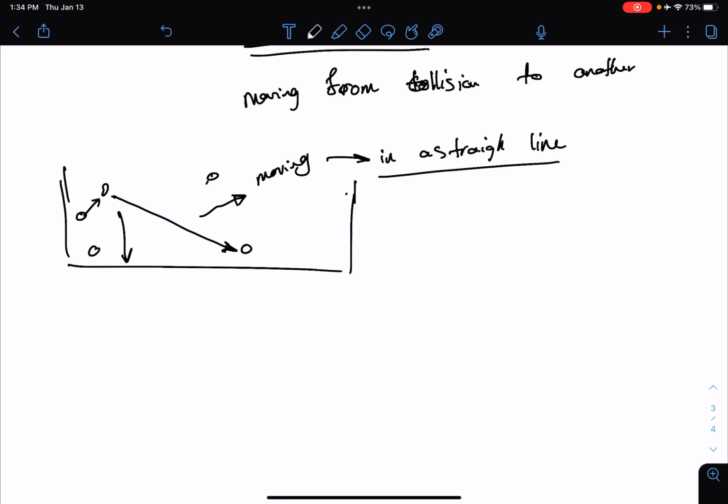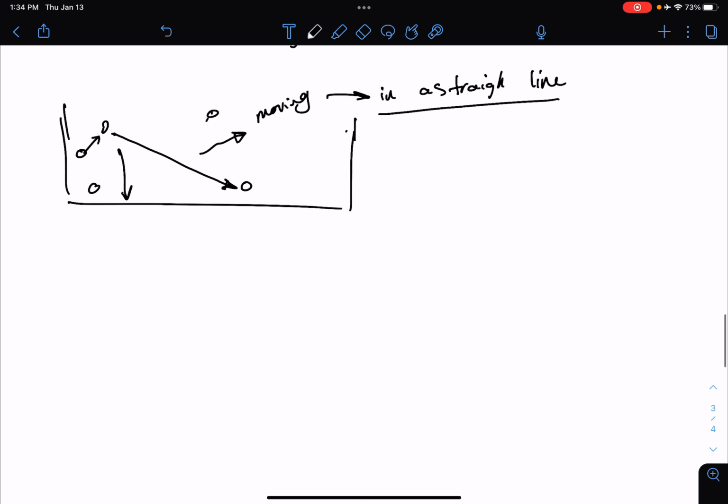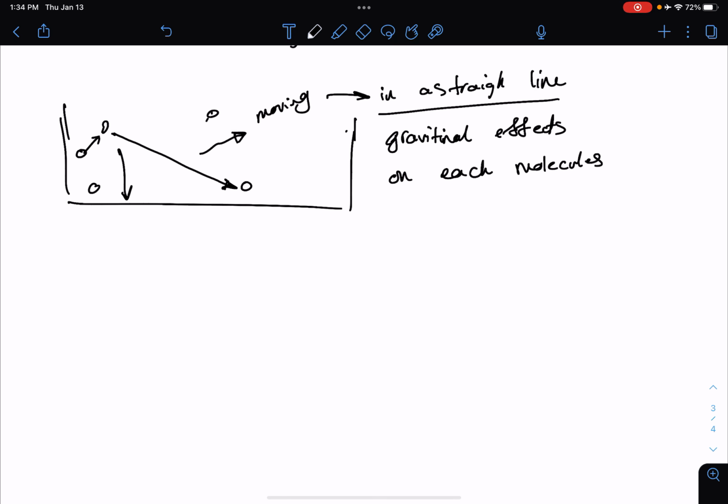Why is this the case? Because we are assuming the gravitational effects on molecules and between molecules are negligible. All of these assumptions for gases are pretty decent assumptions. They work very well. So we are not making it that simple. It's a very realistic representation of what happens inside the gas. Okay?